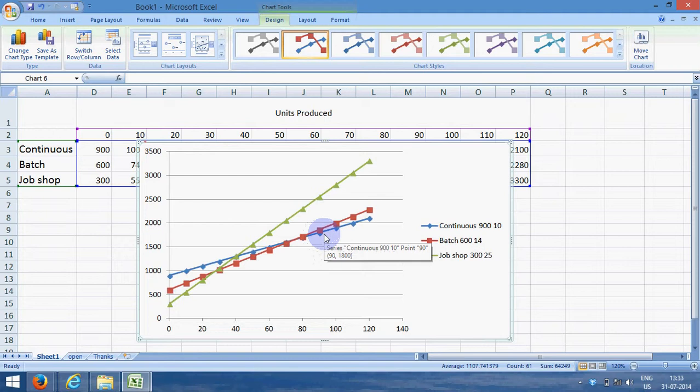So what we have here is, as we increase our scale of production, with low scale, job shop is the best. With slightly higher scale, the batch becomes the better production system, and with higher scale, the continuous system becomes the best or the lowest cost system.